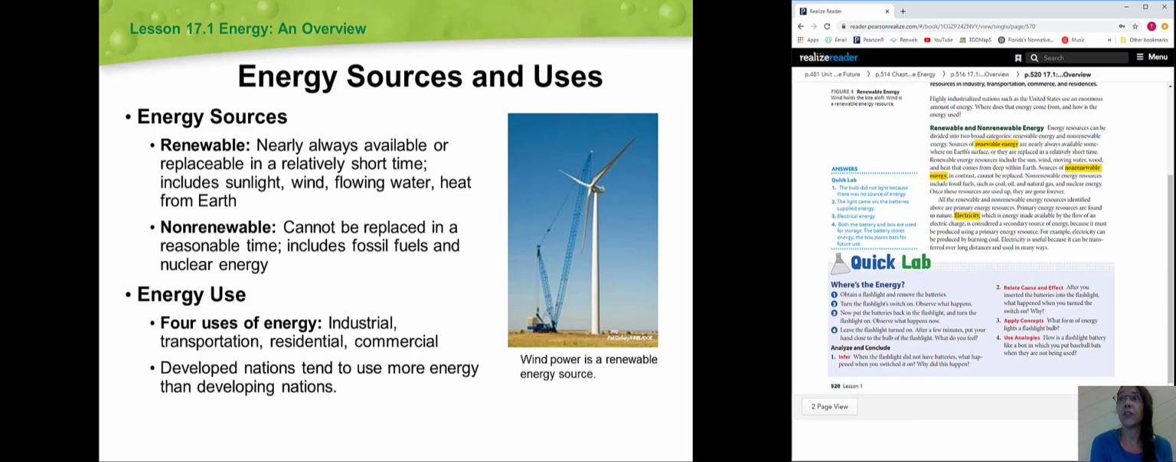All the renewable and non-renewable energy resources identified above are primary energy resources. Primary energy resources are found in nature. Electricity, on the other hand, which is energy made available by the flow of an electrical charge, is considered a secondary source of energy because it must be produced using a primary energy source. For example, electricity can be produced by burning coal. Electricity is useful because it can be transferred over long distances and used in many ways.